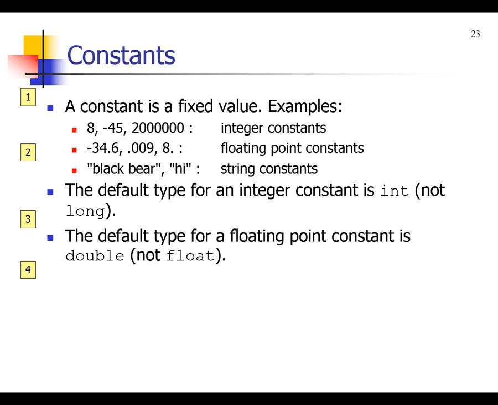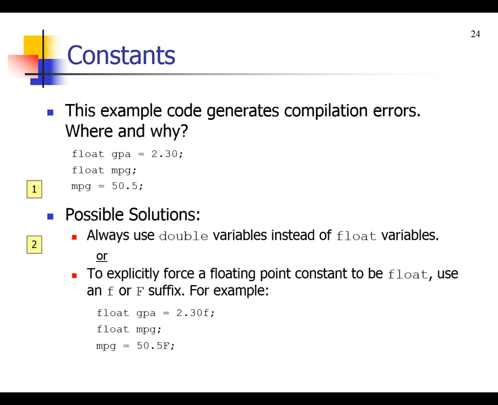The default type for a floating point constant, hint, hint, hint, is a double. How many times have y'all seen these quiz questions on here now? I lost track after about 3. Oh, I stopped. I didn't count. Now you're paying attention more to my PowerPoints, aren't you? Just in case I don't go over them again.